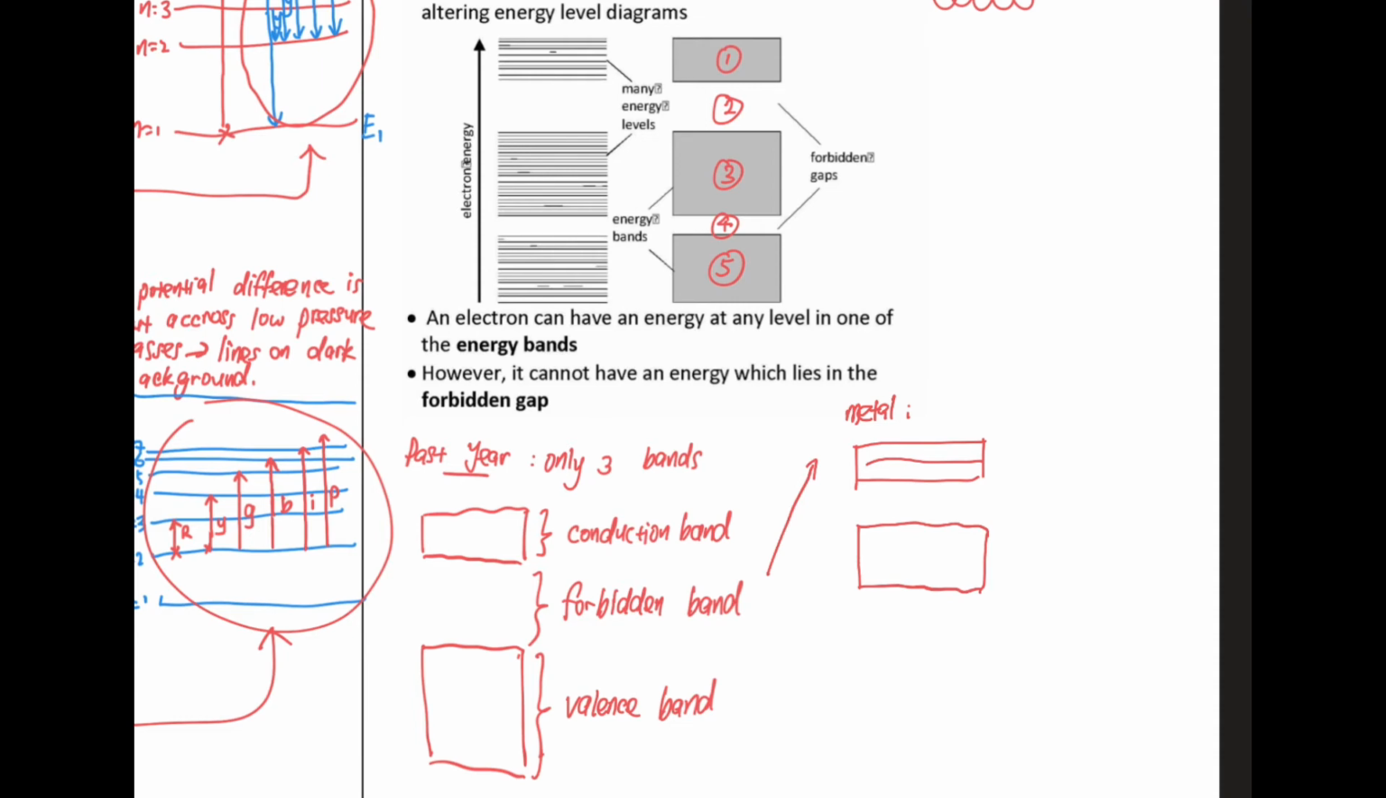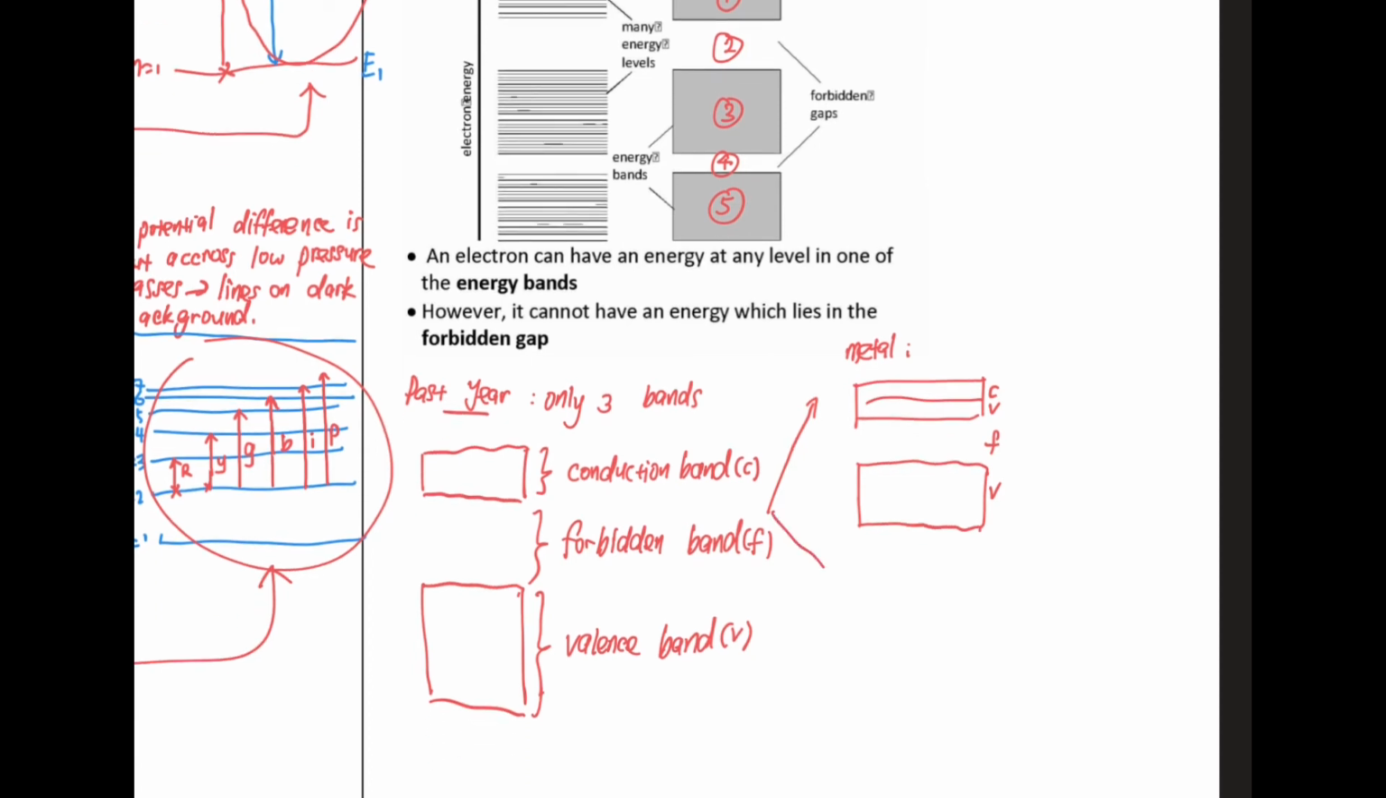So I write short form. Conduction band, I call it C. Valence band, I call it V. Forbidden band, I call it F. Okay, so metal, the conduction band is here, the valence band is here and here, and then the forbidden band is in between.